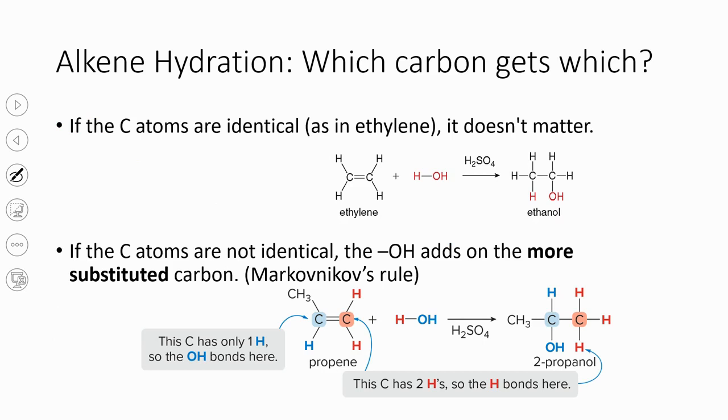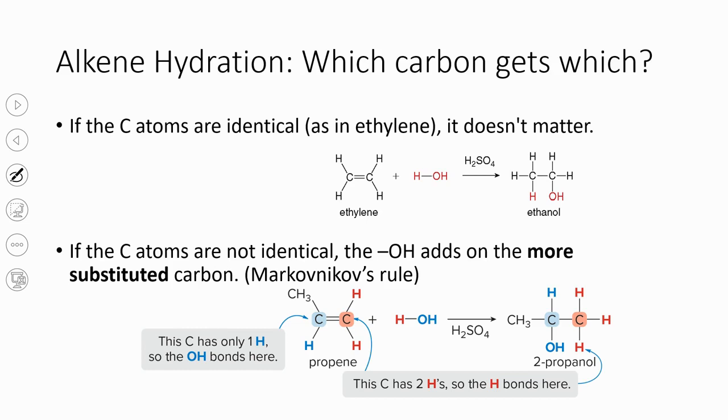Okay, this is the last part. If the carbons are identical, then it doesn't matter where they go, because you're going to make a symmetrical molecule. So if you add the hydrogen here, or the hydrogen here, and the hydroxide here, or the hydroxide here, it doesn't matter. That would be equivalent.